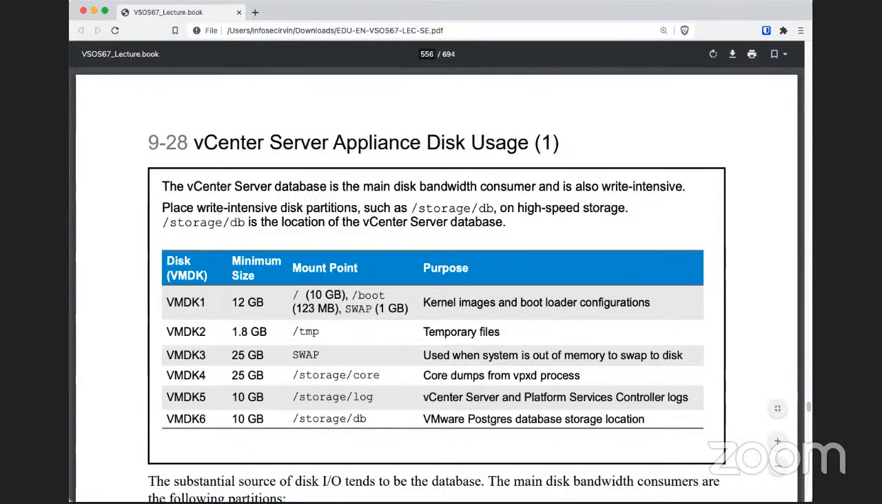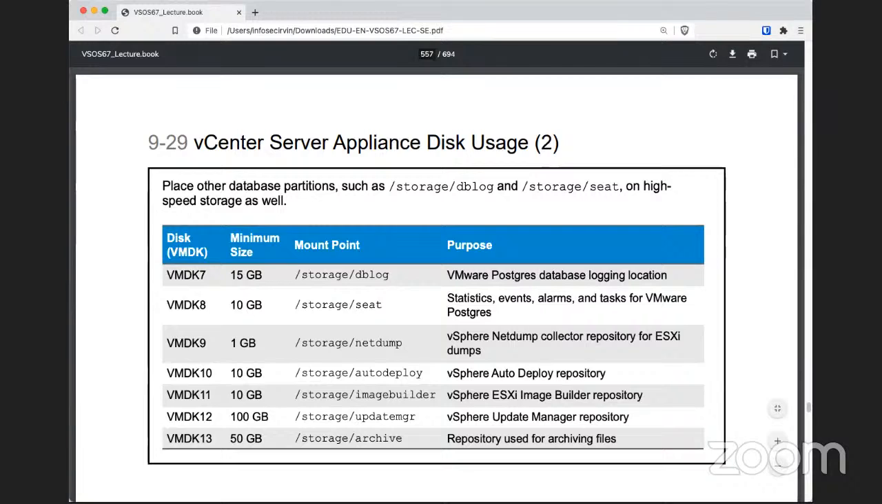If you've ever taken a look at that appliance and you see that it has a number of disks and you wonder why it has so many disks, this is why. The first disk is the boot and the swap. The second is the temporary. The third is another swap. The fourth is the core dumps. The fifth is the log. Sixth is the database if you're using the built-in. Then the database log, SEAT, netdump, auto deploy, image builder, and archive.